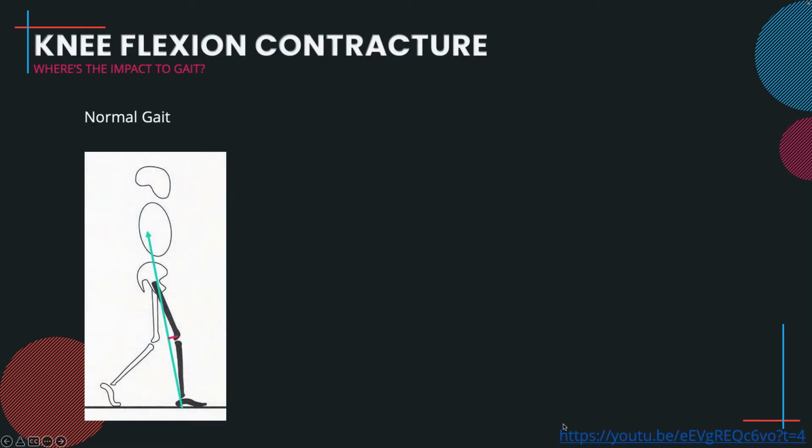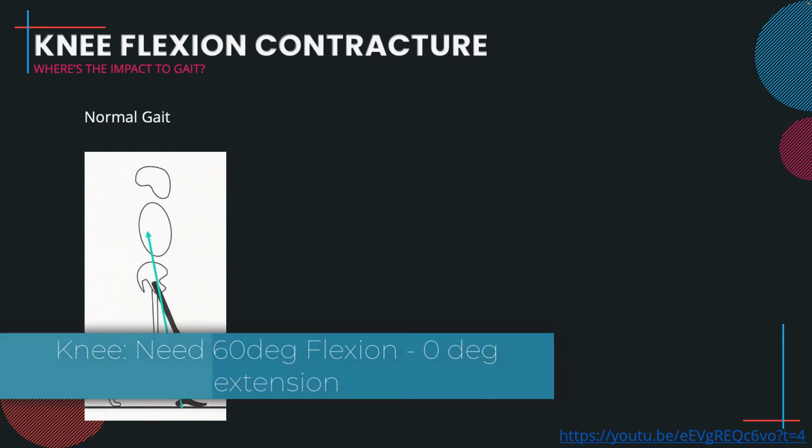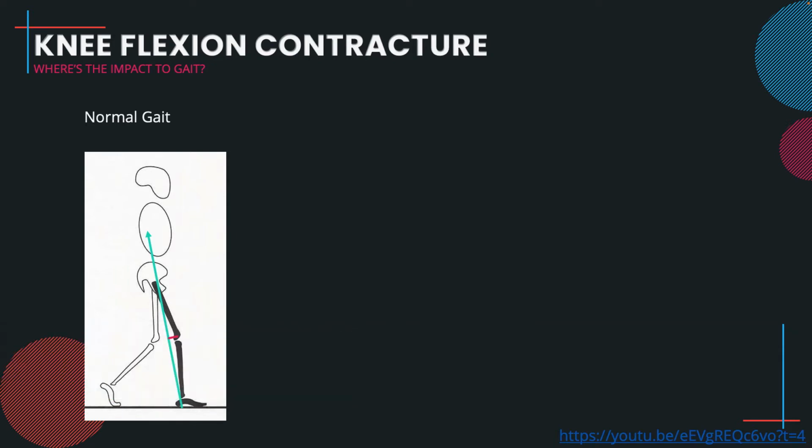All right, so now we're going to look at knee flexion contractures and what their impact is on gait. And so for a quick review, the normal range of motion would be about 5 degrees at initial contact, and then we move into 5 degrees of flexion. Then we move into 15 degrees of flexion at loading response, back to 5 degrees of flexion as we progress through mid-stance to terminal stance.